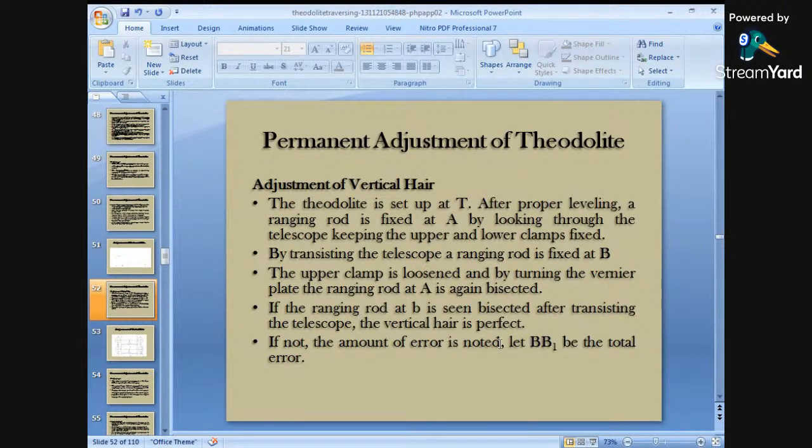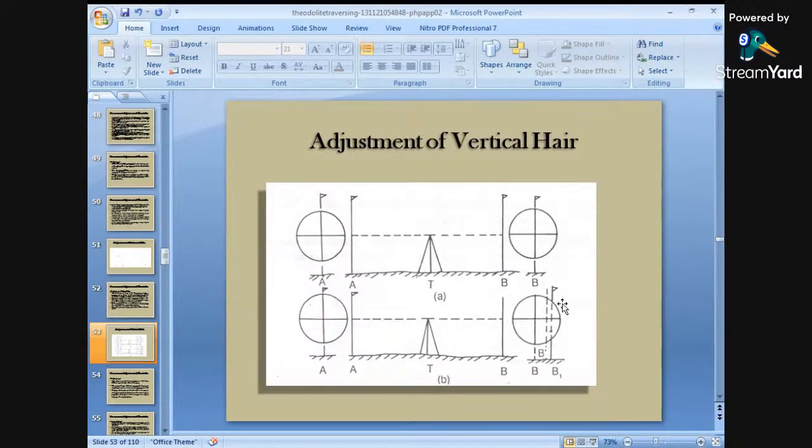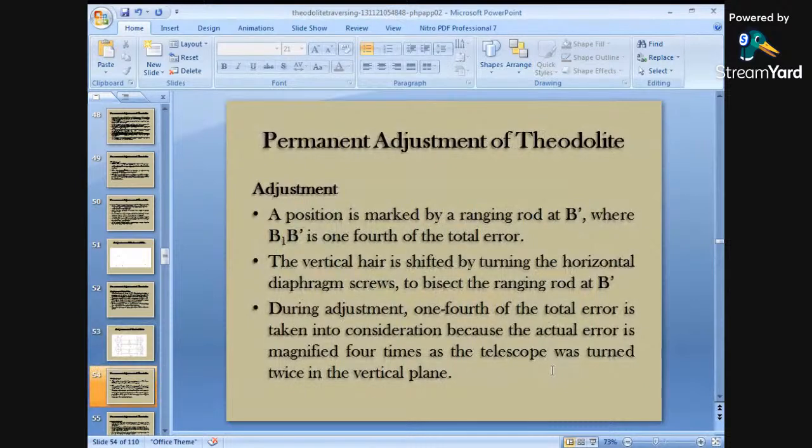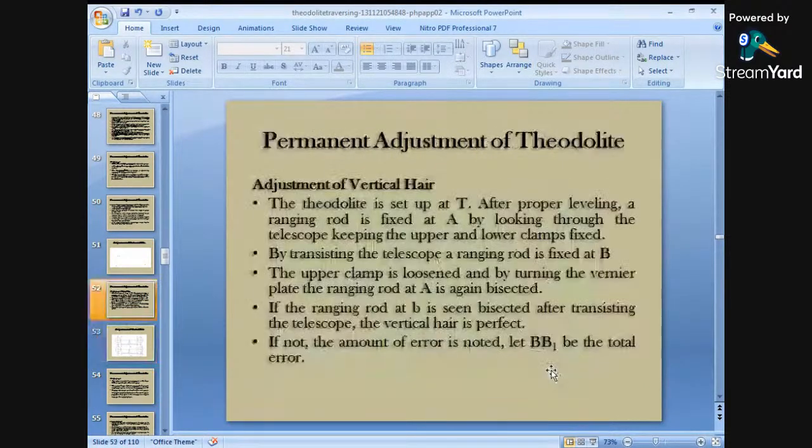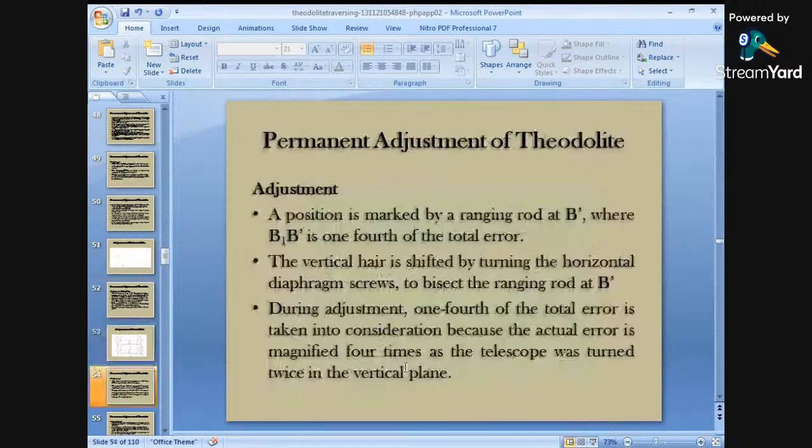If not, the amount of error is noted; let BB1 be the total error. Suppose it does not match this point, so there is a new point BB1. BB1 has been marked as the total error. The position is marked by the ranging rod at B, where BB1 is one fourth of the total error. The vertical hair is shifted by turning the horizontal diaphragm screw to bisect the ranging rod at B.